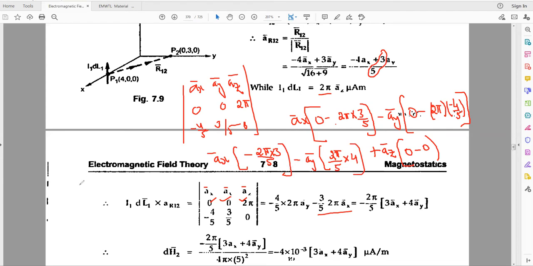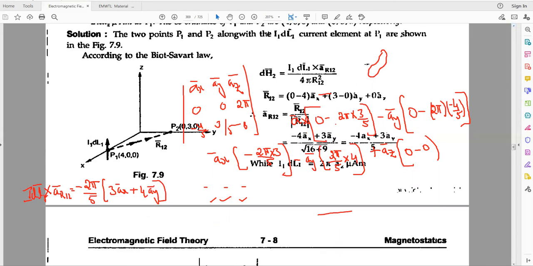Okay, in these two functions, minus 2 pi by 5 is a common term. As of 3AX bar plus, already I take the minus as common, 4AY bar. So this is a function of DL1 bar cross AR12 bar. So substitute this value here, and another one is there, DH2 bar is equal to 1 by the 4 pi into 5 square. So I got the formula here.